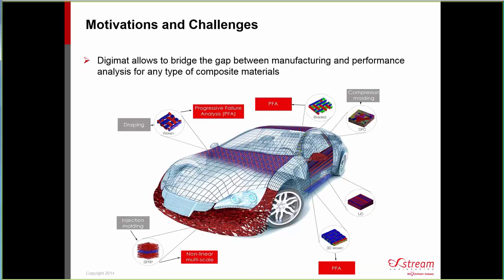Today, Digimat really bridges the gap between the manufacturing process and the final performance of the structural parts, for any type of microstructure. You have some examples here for woven, braided or DFC. This can be used with all the FE solvers on the market, and for any kind of performance you would like to target in the end: crash, static, strain or stiffness, but also, and this will be the topic today, NVH.